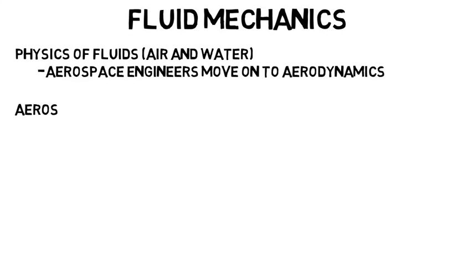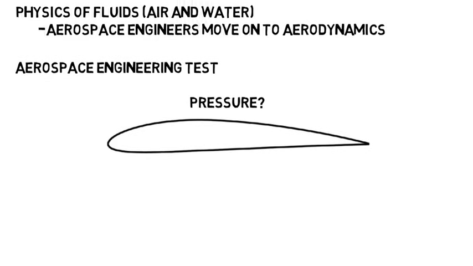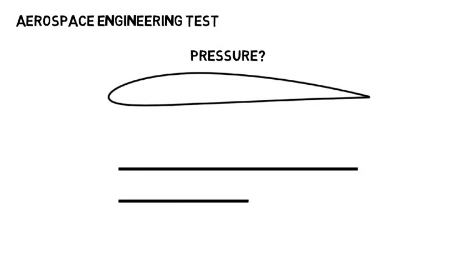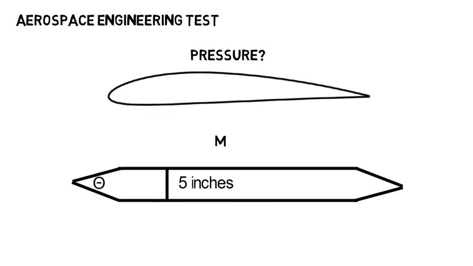So if you looked at an aerospace engineering test on aerodynamics, they might give you an airfoil and the speed at which it's flying and ask you to solve for pressure over the wing. Or they might give you a missile-like figure, which will be simplified in terms of shape because you do calculations by hand, so we need simpler shapes to do that. They'd give you some angles and lengths that you need and say it's traveling at, let's say, Mach 2 or twice the speed of sound.